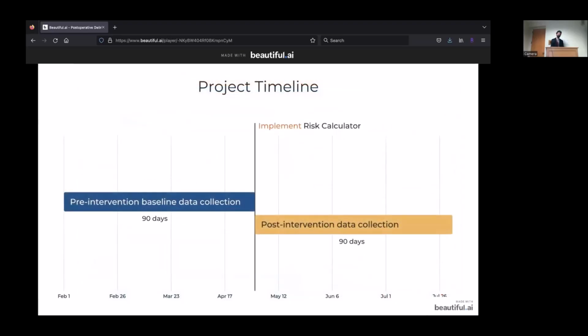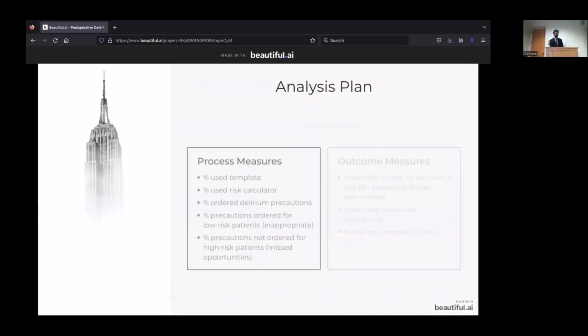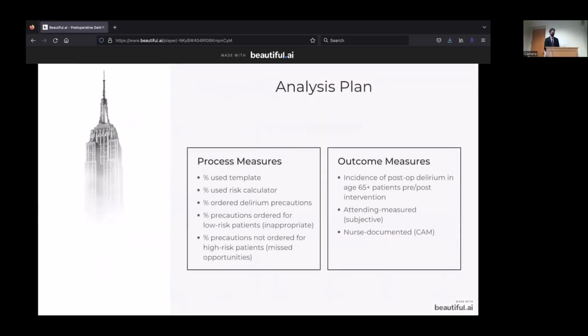Our project timeline, we're going to have a 3-month pre-intervention baseline data collection period. Then we will implement the risk calculator and have a 3-month post-intervention period. We've identified both process measures and outcome measures for this QI project.